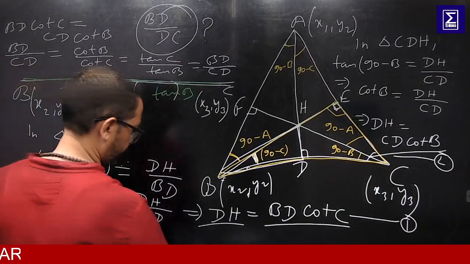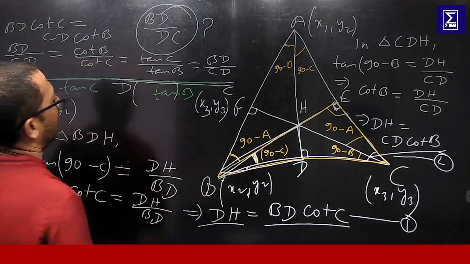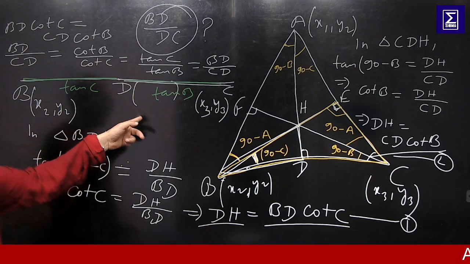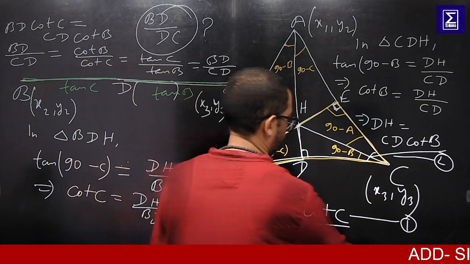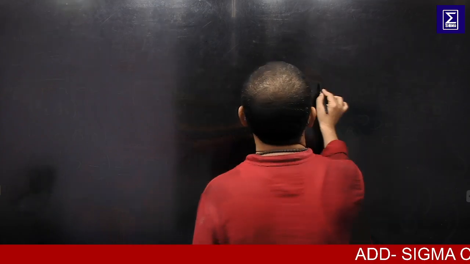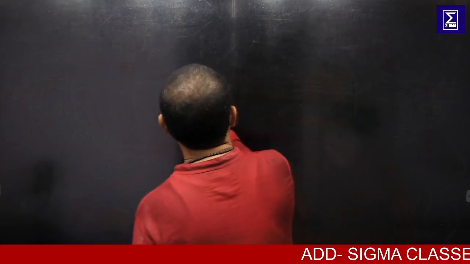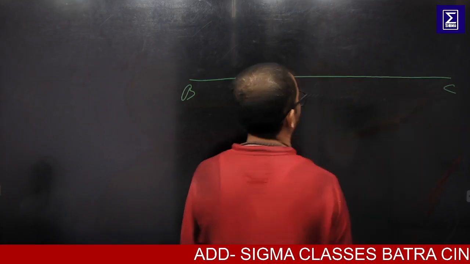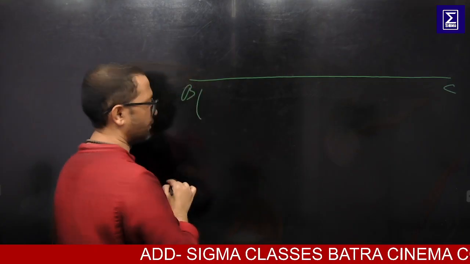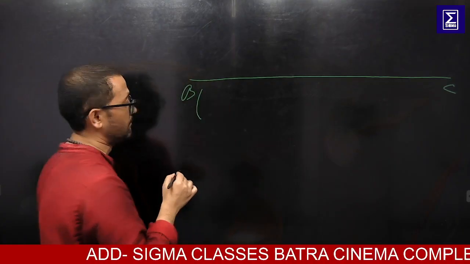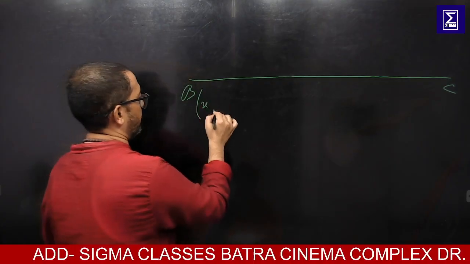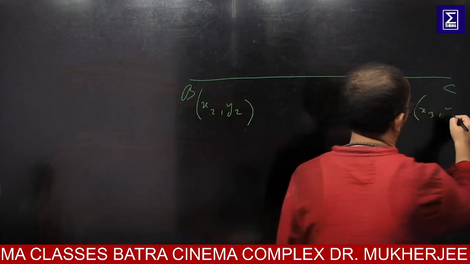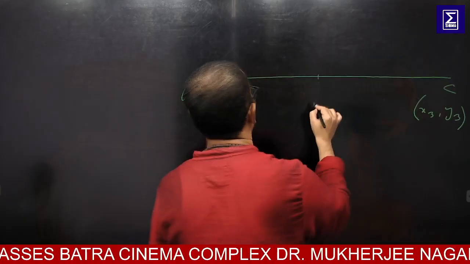Okay, now just remember this tan C and tan B. Tan C and tan B, and we can get it in the next slide. This is B, this is C. What is the coordinate of B? First, x2 comma y2. Very good. What is the coordinate of C? x3 comma y3. There is a point lying here, that is D.